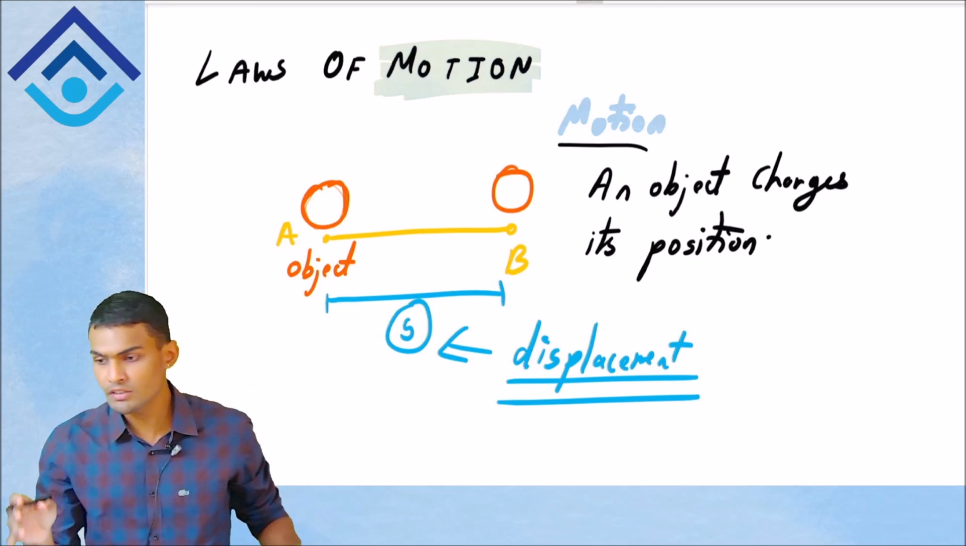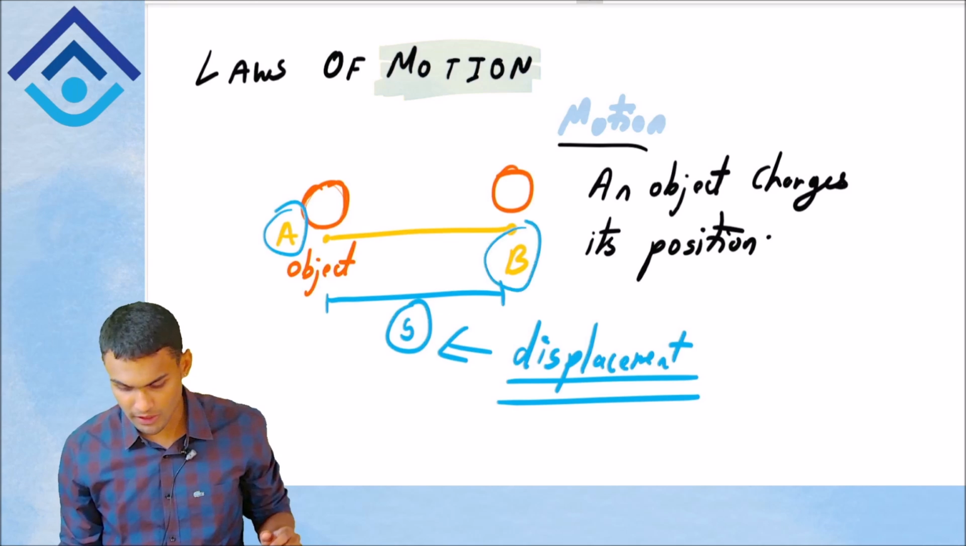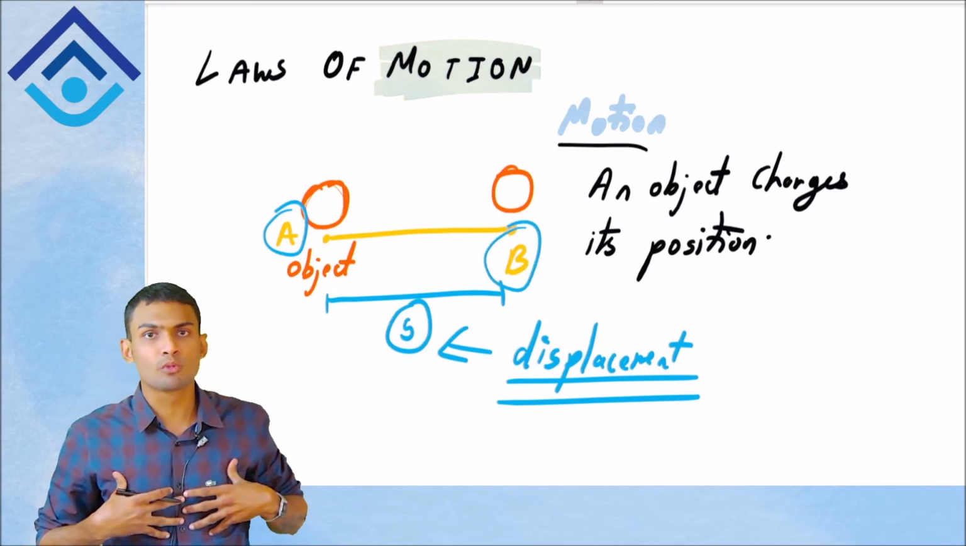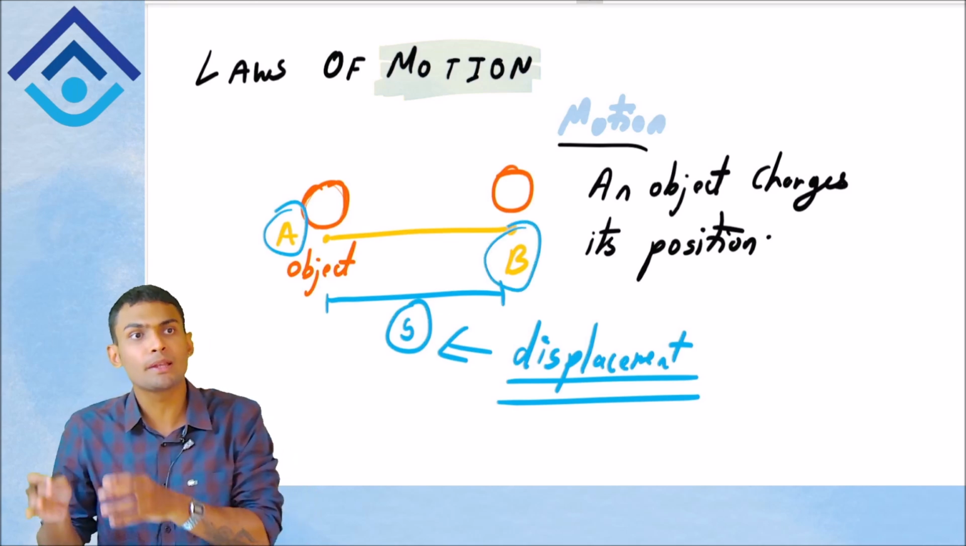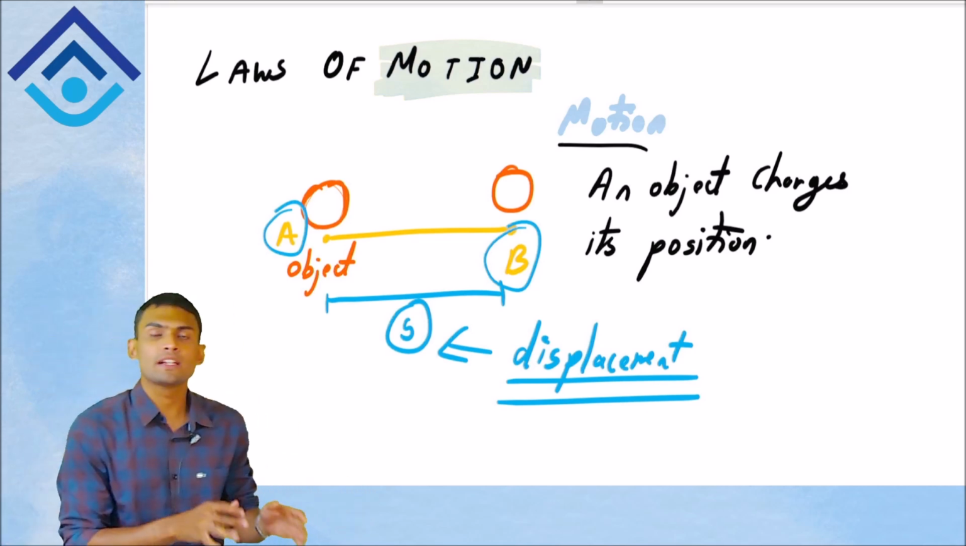I have changed my location. I'm not there at one spot. First I was at point A maybe, then I moved to B. The only reason you know I was in motion is simply because I changed my position. And whenever an object changes its position, it is said to be in motion.